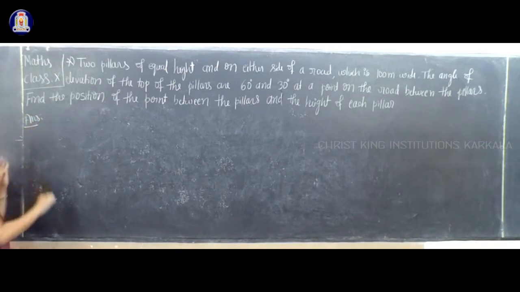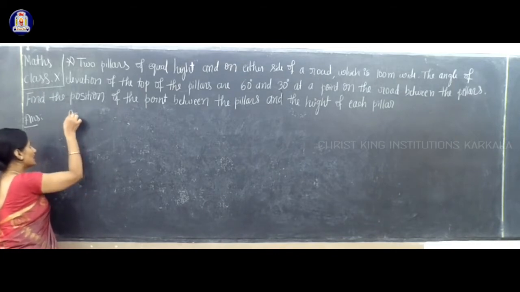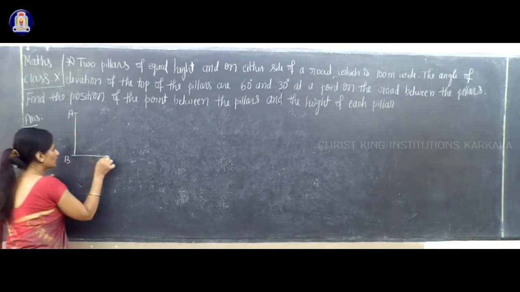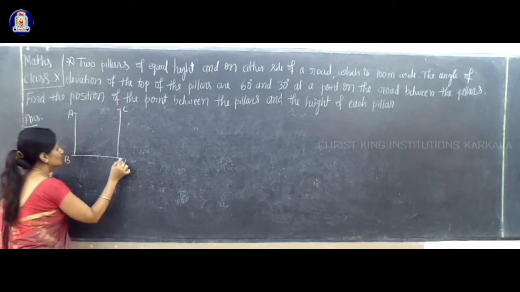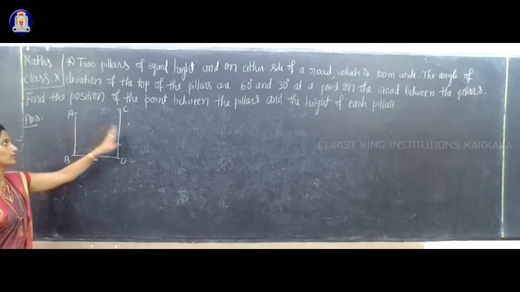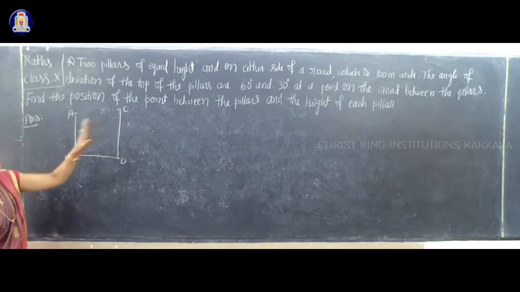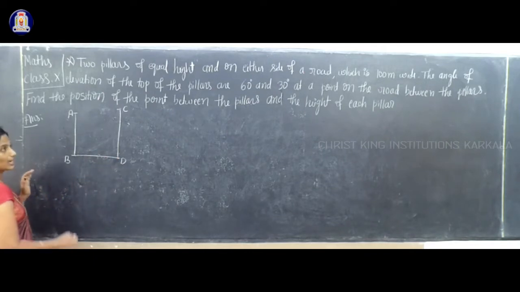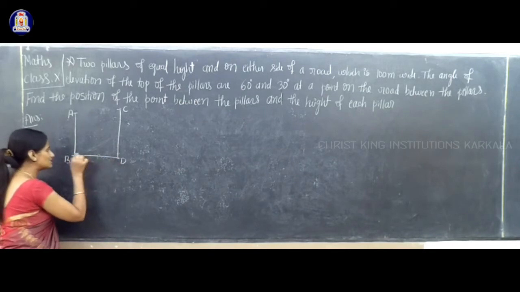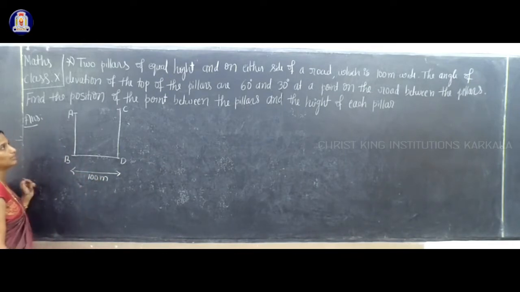Answer. There are two pillars of equal height. The first pillar is AB, and it is on the ground. The second pillar is CD. Both pillars are of the same height, that is H and H. Next, on either side of the road, which is 100 meter wide. So what is the distance BD equal to? BD is equal to 100 meter.